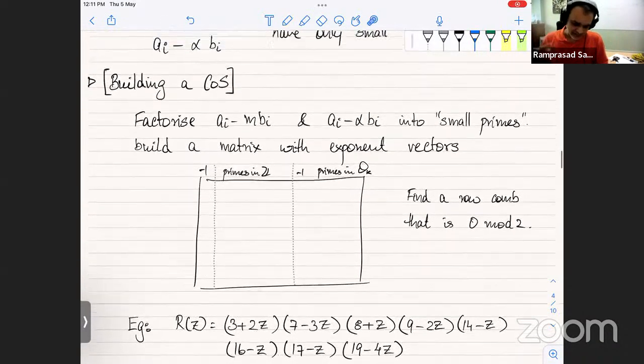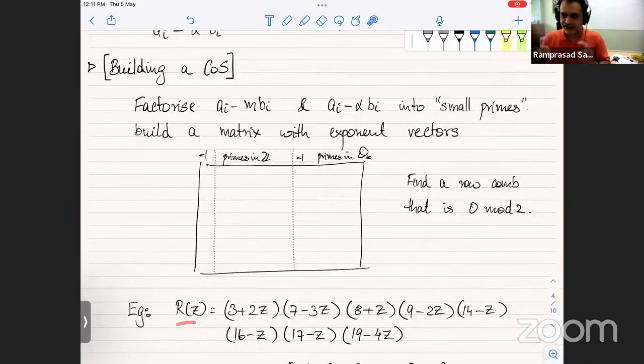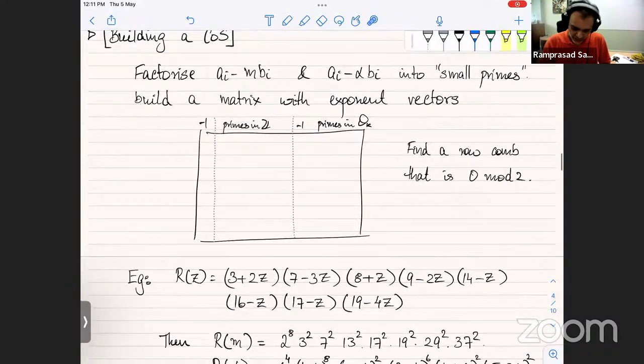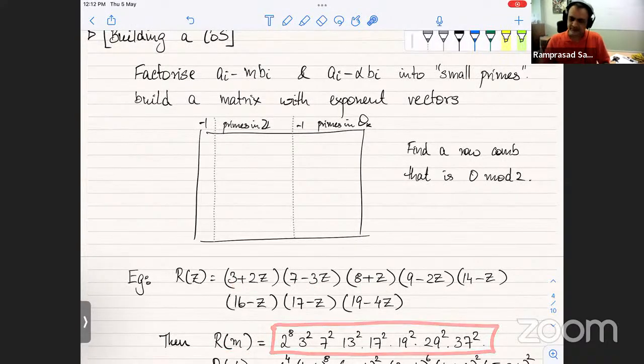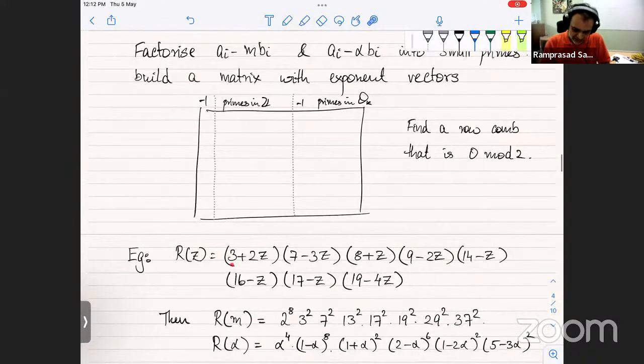Okay. And so here is an example. If you take R of Z to be this weird expression, I took all of these things. There is one corresponding to a equal to 3, b equal to 2, then a equal to 7, b equals minus 3, a equal to 8, b equal to 1, etc. If you look at R of m, which is 3 plus 2m, 7 minus 3m, 8 plus m, etc., and you factorize it, you end up with this. On the other hand, if you look at 3 plus 2 alpha, 7 minus 3 alpha, 8 plus alpha, etc., and you factorize it, you get this.